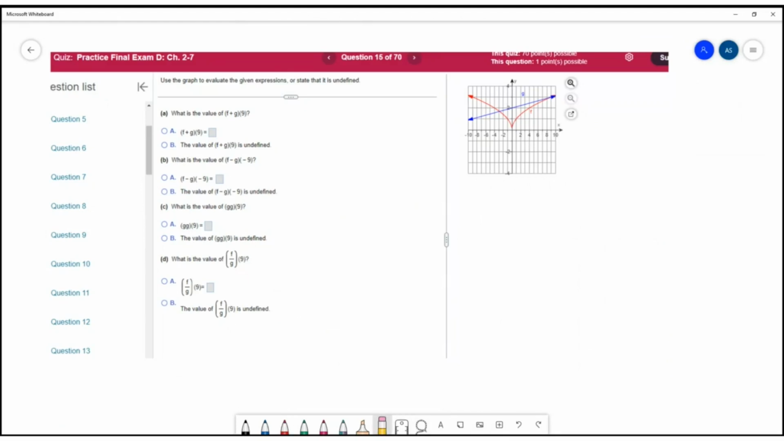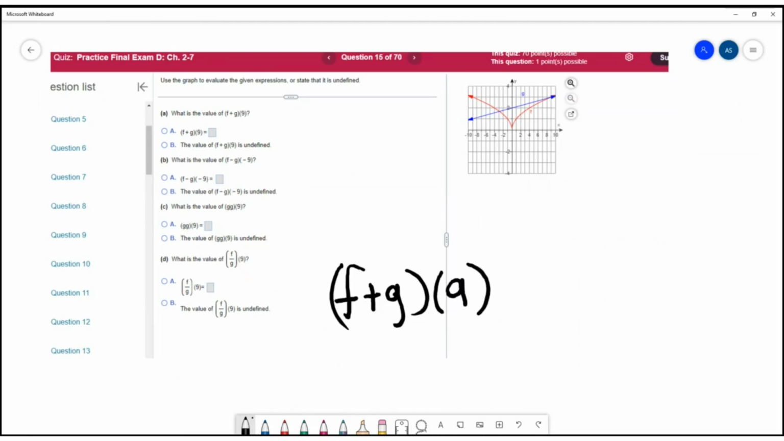On this question, we're going to use the graph on the right. It's a little bit hard to see, but we're going to use this graph to answer these questions about evaluating combined functions. We have f plus g of 9, f minus g of negative 9, g times g of 9, and f over g of 9.